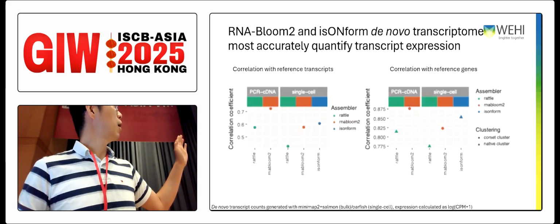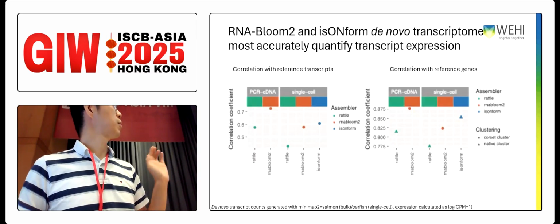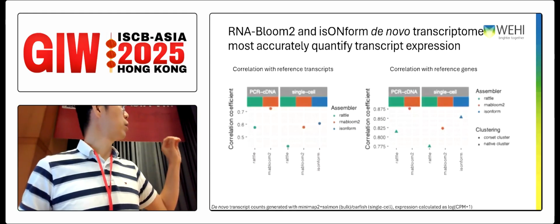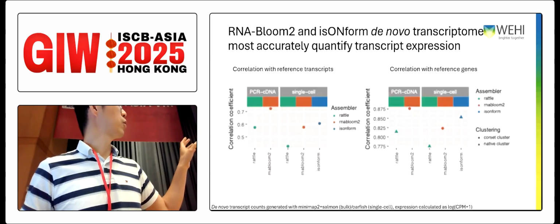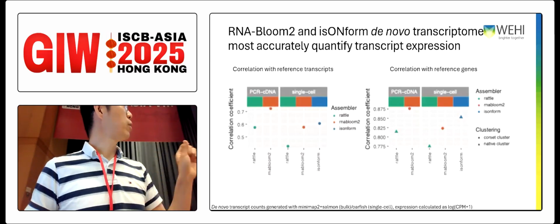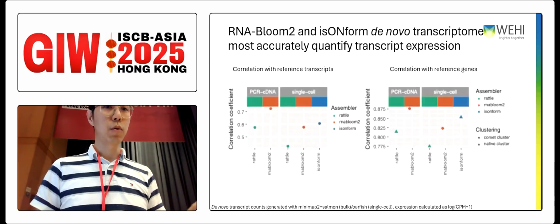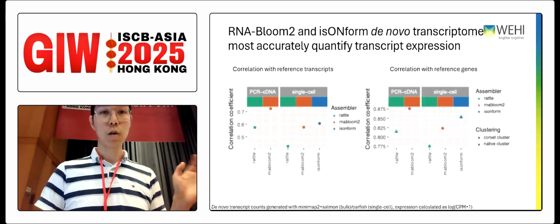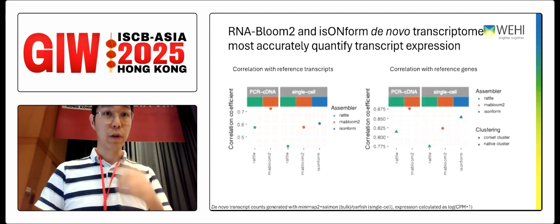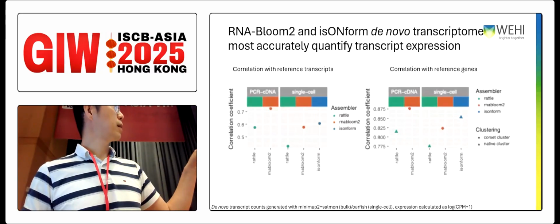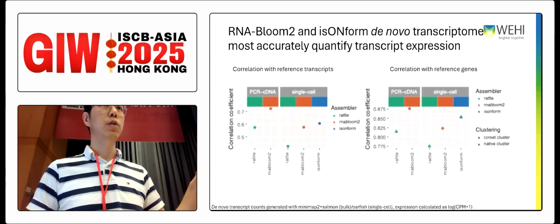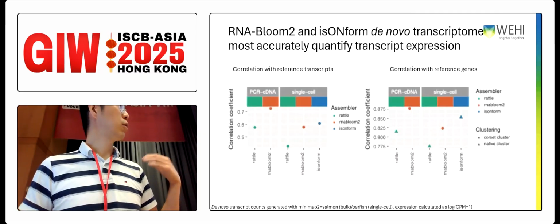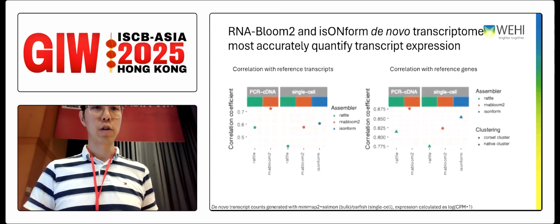You can see IsoBlom2 outperforms in most of the scenarios, because, as I said, IsoForm didn't really work for the 60 million PCR cDNA data. So we don't have that assembly for PCR cDNA. But when we look at the single cell data, where IsoForm is able to generate reasonable assemblies, it slightly outperforms IsoBlom2. This observation is also true when we look at the gene level, although you can appreciate that at the gene level the correlation is much higher. So the quantification becomes more reliable when we aggregate the transcripts.